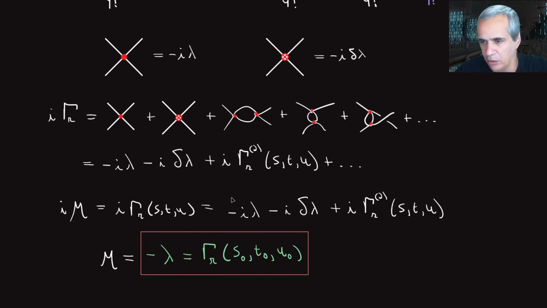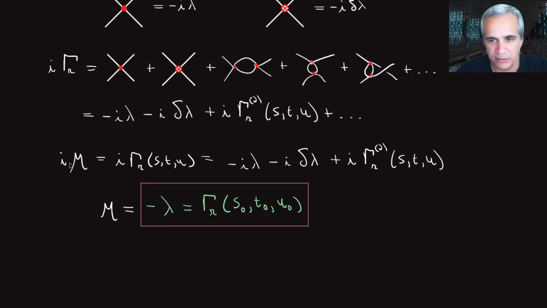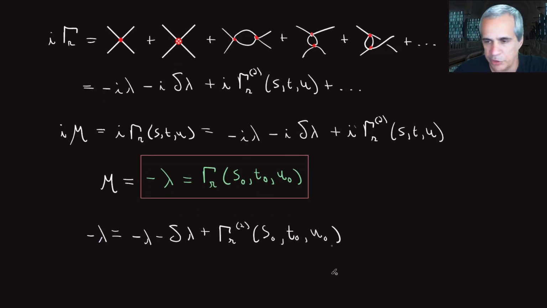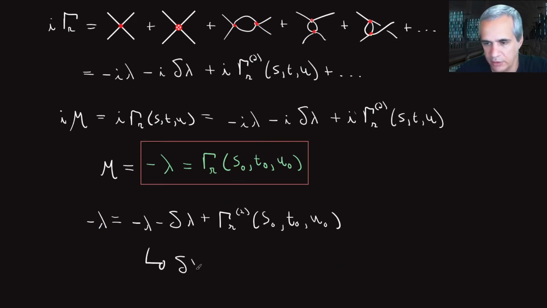Of course, now I can go back up here, using this at second order in perturbation theory, and rewrite this equation: on this side, I just eliminate all the i's, and I can write this as just minus lambda, and the right side of this equation will be just minus lambda minus delta lambda, plus this calculated at this point, S0, T0, U0, which implies, of course, that delta lambda is equal to that vertex function calculated at the reference point.